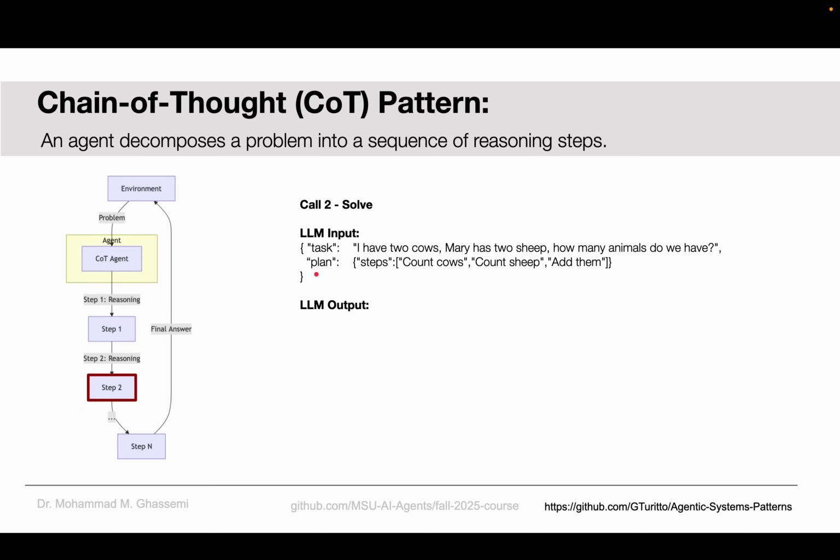What comes after plan? Well, according to our system prompt, the next step was solve. And so it looks at these 2 and uses this to generate the solve. In this case, the results are the count of the cows is equal to 2, the count of the sheep is equal to 2, and add them results in 4. Okay, and so it gives a candidate answer to this question up here as 4.